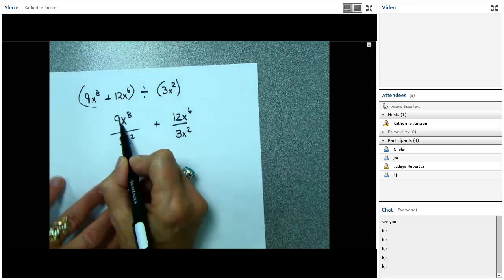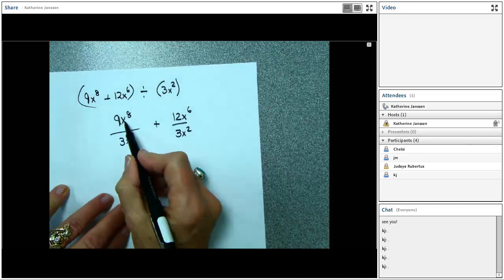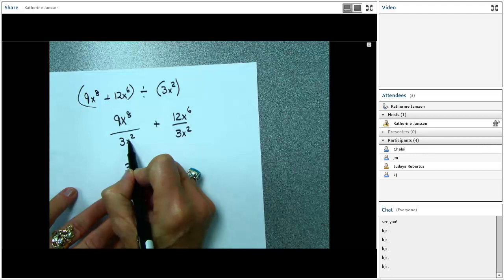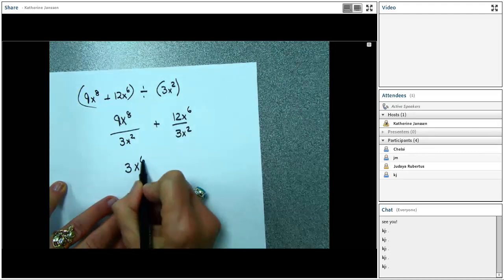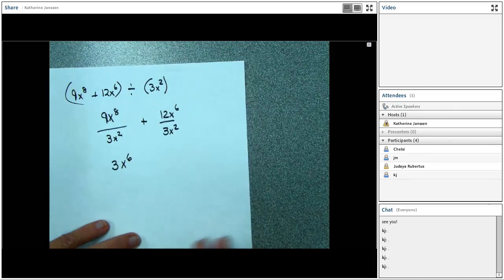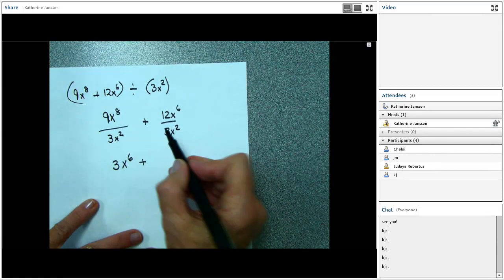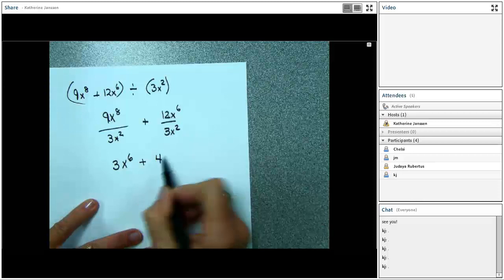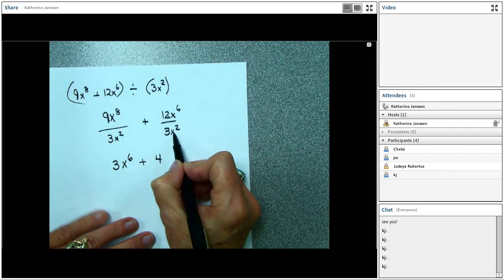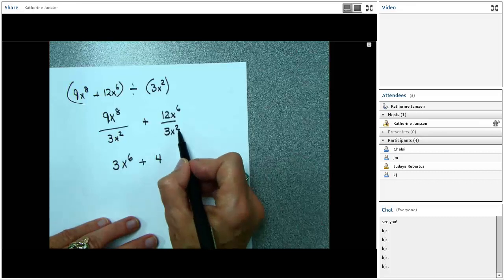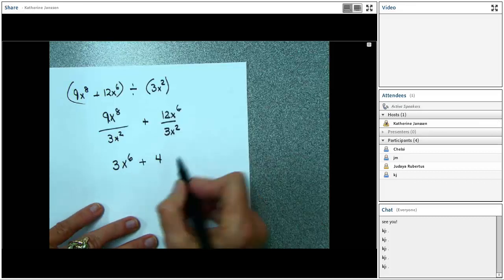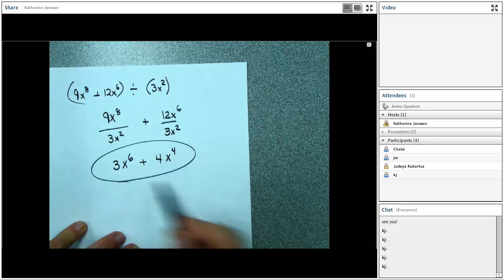So 3 goes into 9 3 times. I have x in the numerator and the denominator. Subtract the denominator's exponent from the numerator's exponent: x to the 6th. 3 goes into 12 4 times. I have like bases in the numerator and the denominator, so we subtract the denominator's exponent from the numerator's exponent and get 4.